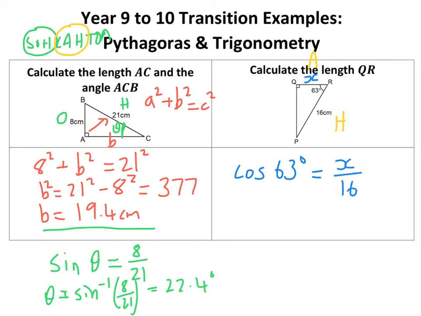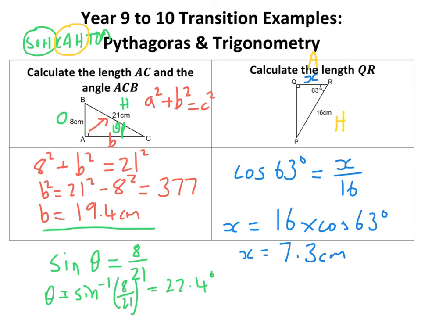Now you always do adjacent over hypotenuse. So we're going to be doing 16 times cosine of 63, which equals 16 times cosine of 63, and I get 7.3 centimetres, which looks about right, doesn't it, to be honest?